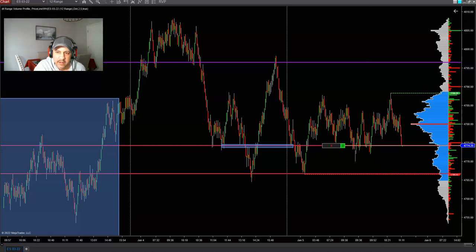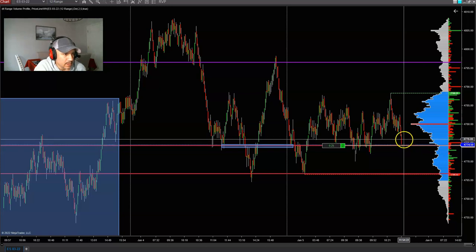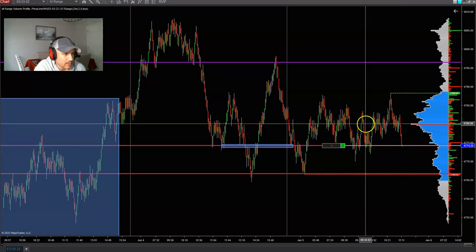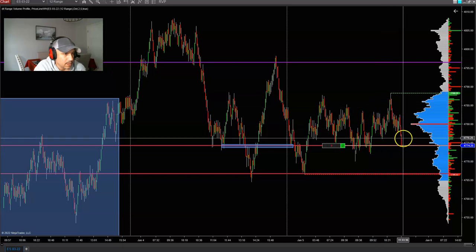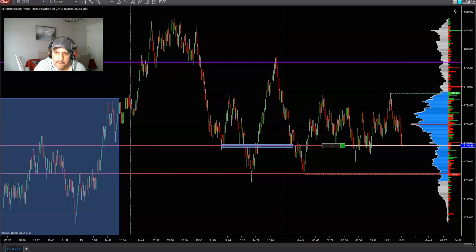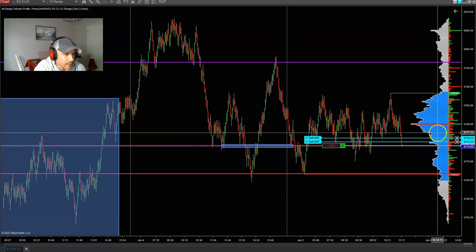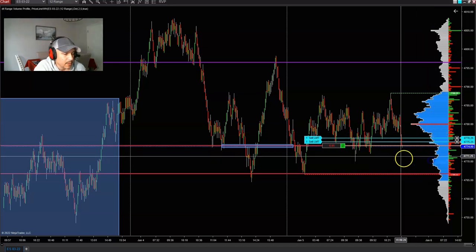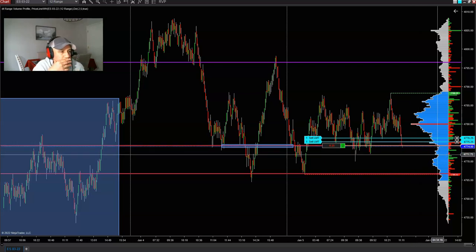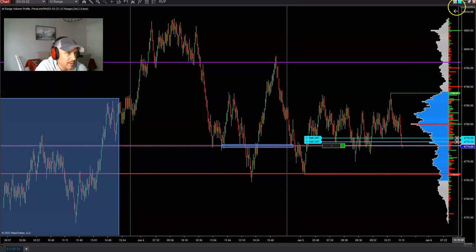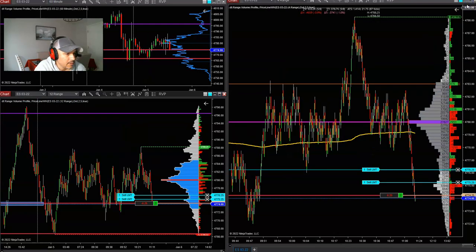Price could bounce right here. Let's see here. Okay. Now I'm going to be careful here, but I am looking for somewhat of a bounce right here in this area.